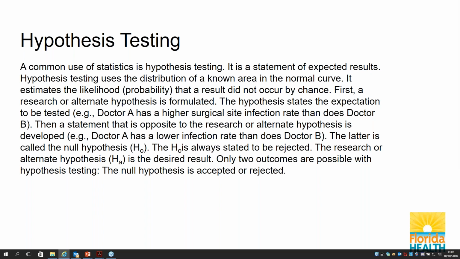The null hypothesis is depicted as H0. In the video, he refers to it as the H0 and the HA. So the H0 is always stated to be rejected. The research or alternate hypothesis is the desired result. Only two outcomes are possible with hypothesis testing. Either the null hypothesis is accepted or the null hypothesis is rejected.